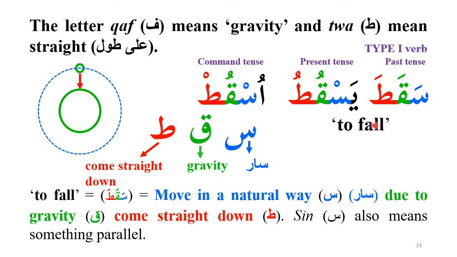Similarly, saqata means to fall. Here, the sin is sara, we know this, and qaf means gravity, and ta is coming straight down. The sin also has a meaning of something parallel to the earth, for example. And then qaf is two heavenly bodies. One is the earth, and then an object on a high place, and then it is falling, which is normally parallel, then falling straight to the ground. So ta means straight to the ground, and this is because ta is the last letter, so it would mean something coming down. If something is coming up, ta would be the first letter, tara, for example, to fly.